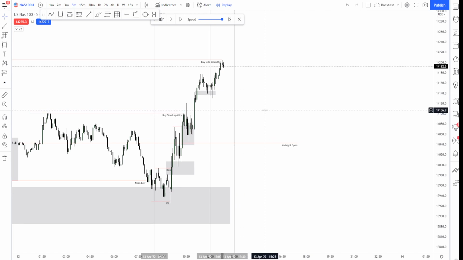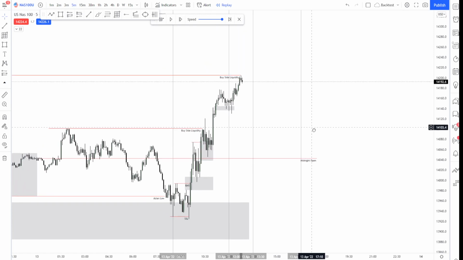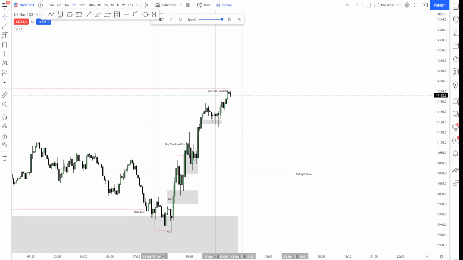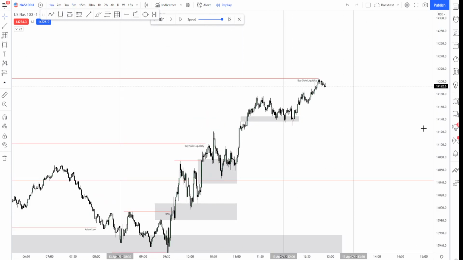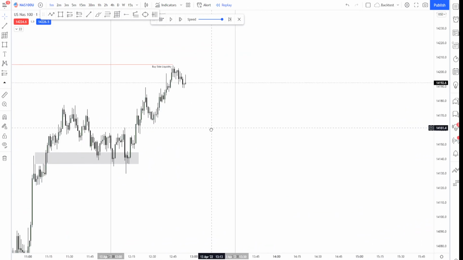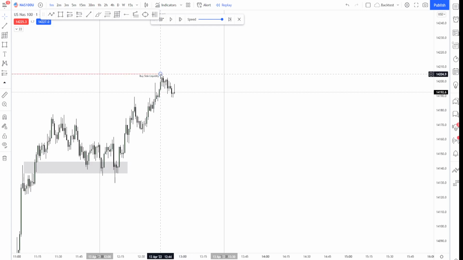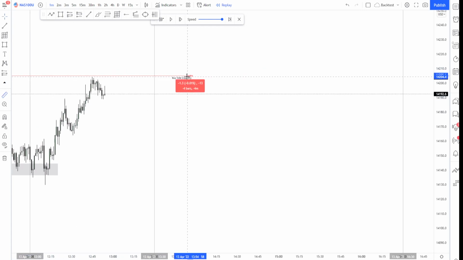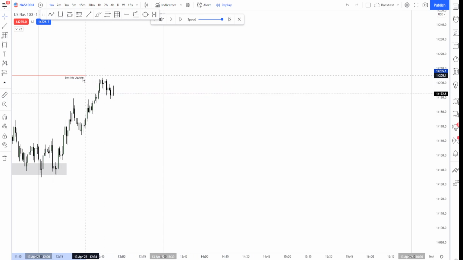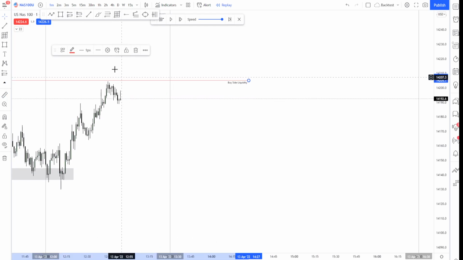So the PM session is from 1:30 PM to 4:30. This is all Eastern time, by the way. So, okay, it's going to go to 1 minute. So currently, we'll be aiming for this high right here, and we want this sell side liquidity pool to get taken.